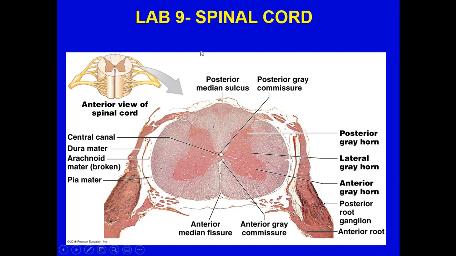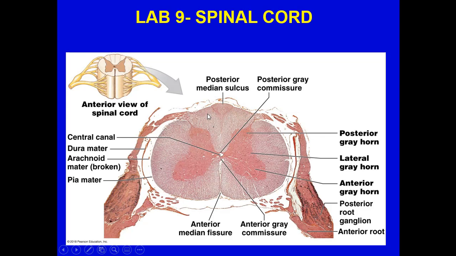So here we have the different posterior gray horns, as you can see. And we also talked about the central canal. This is all white matter here, here, here, here, over here, etc.